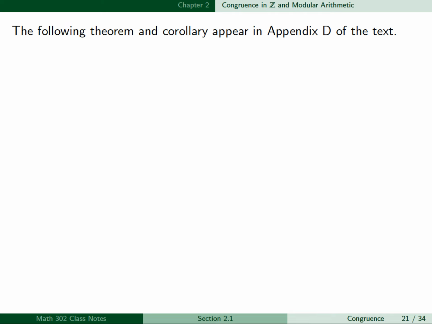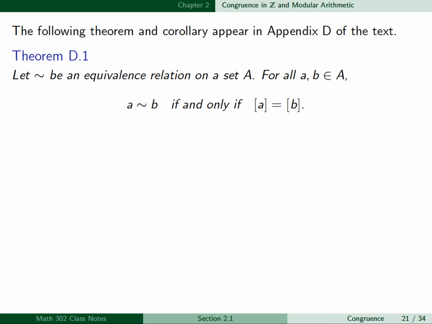Now the following theorem and corollary appear in Appendix D of the text, but we want to cover them in this section. So this is Theorem D.1. Let tilde be an equivalence relation on a set A. Then for all A, B in A, A is related to B if and only if the class of A equals the class of B. So this result is saying that two elements are related according to the equivalence relation if and only if their classes are equal to one another.